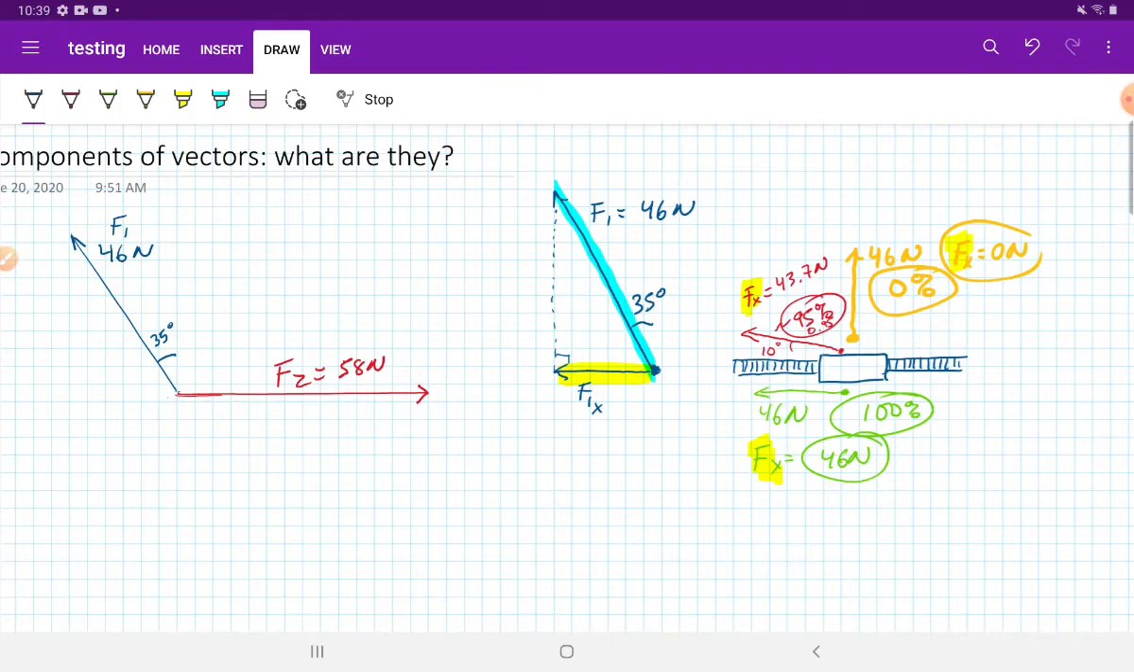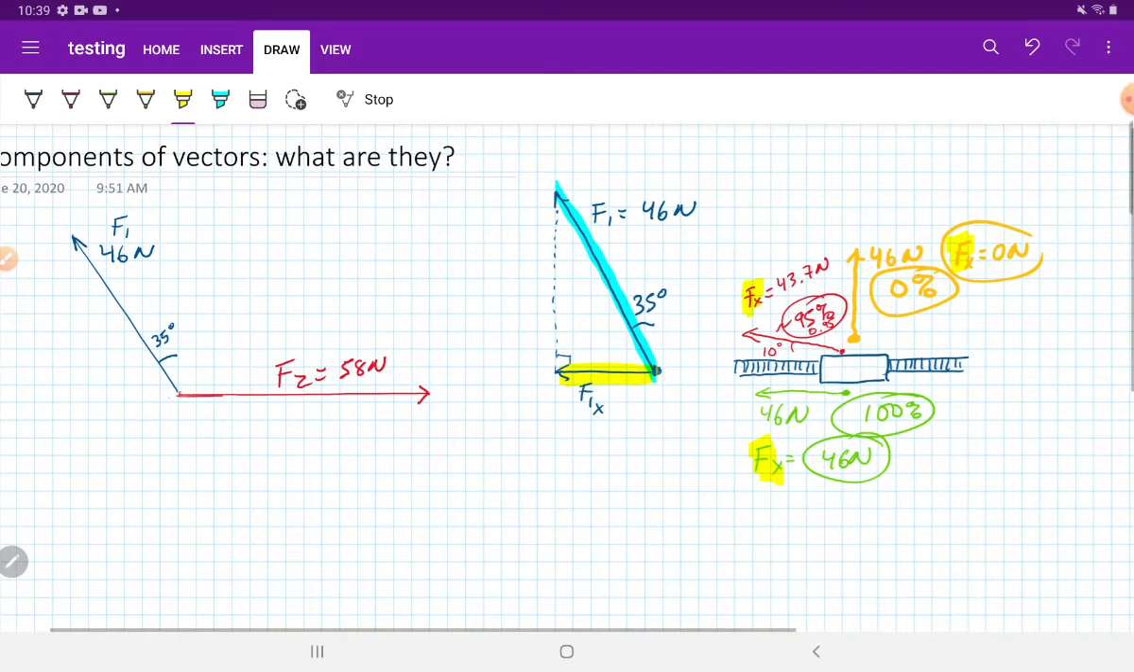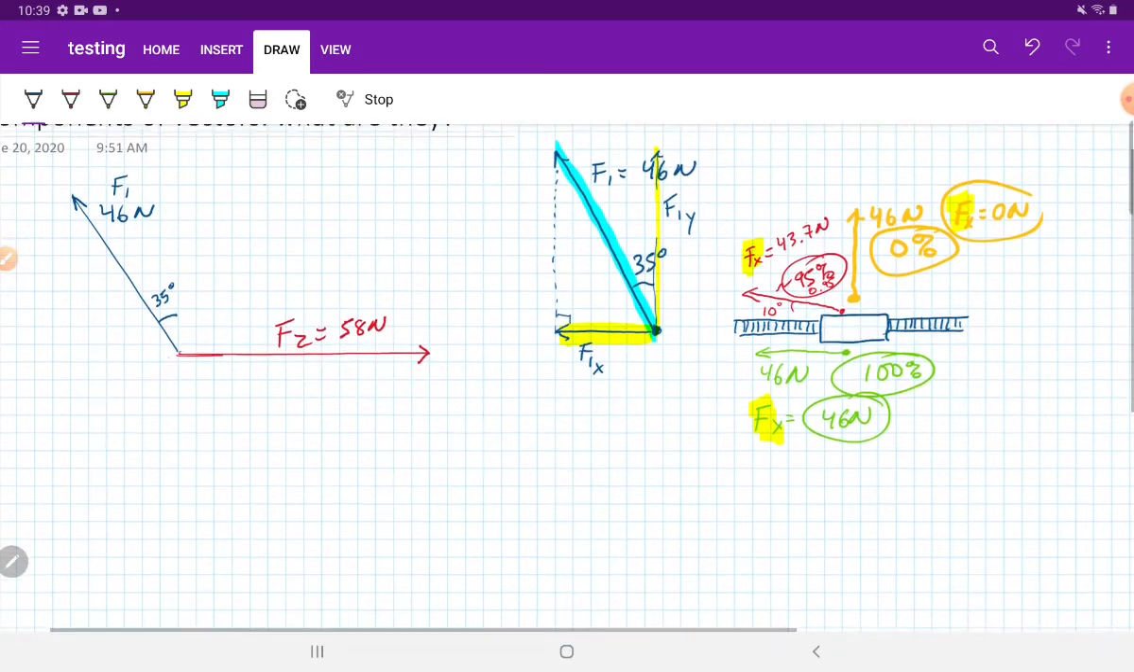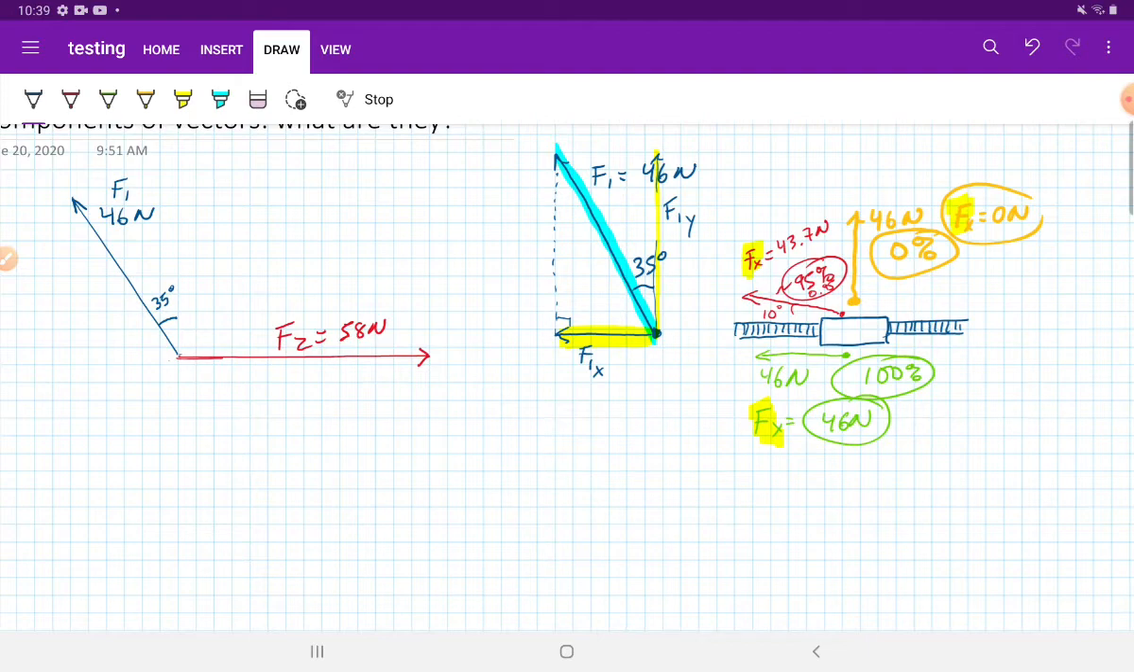We're going to do the calculations later. For now, I just want you to know what the x component means. The x component is the portion of that vector which is acting in the x direction. The y component would be the portion of that vector which is acting in the y direction, right? It would be somewhere there. So along here would be F1y. Instinctively, I just wanted you to know what those components represent.